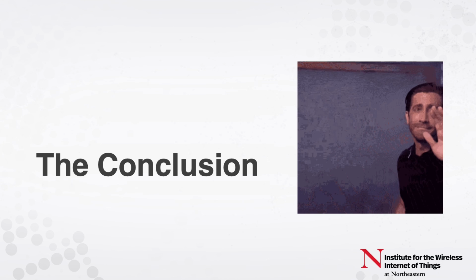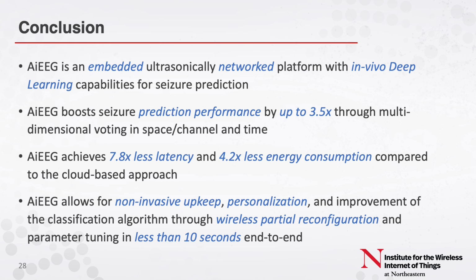So to conclude, we have shown you AiEEG, an embedded ultrasonically networked platform with in vivo deep learning capabilities for seizure prediction. We've shown that AiEEG is able to boost the prediction performance by up to 3.5 times through our multidimensional voting scheme. We've shown that we can achieve latency 7.8 times less and 4.2 times less energy consumption than cloud-based methods. And finally, we were able to wirelessly reconfigure AiEEG to allow for non-invasive upkeep and personalization, taking less than 10 seconds end to end.